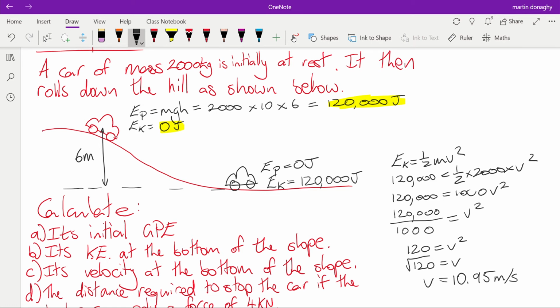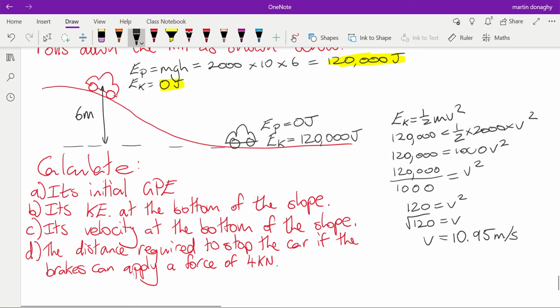It then asks us what is the distance required to stop the car if the brakes can apply a force of 4 kilonewtons. This is a tricky question because it's hard to see what we do here. However, what we know is if it's to stop, the kinetic energy has to go from being 120,000 down to 0. And we do that by applying the brakes and converting the kinetic energy into heat and maybe a little bit of sound. When we're converting one type of energy into another, that means we're doing work.